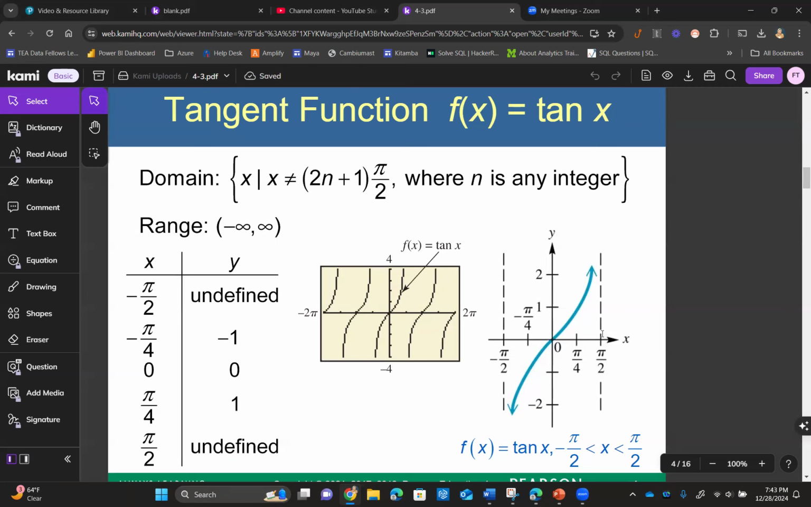When we look at the period for a tangent graph, the period is from negative pi over 2 to positive pi over 2, which is just pi. So that's a very important detail here. Unlike sine and cosine, the period here is just pi for the tangent function. This is what the tangent graph looks like from negative pi over 2 to positive pi over 2.